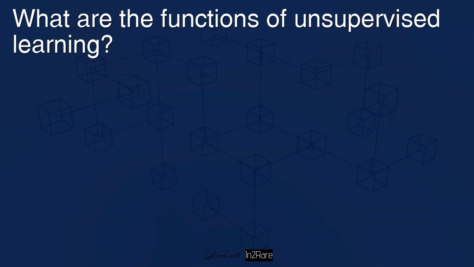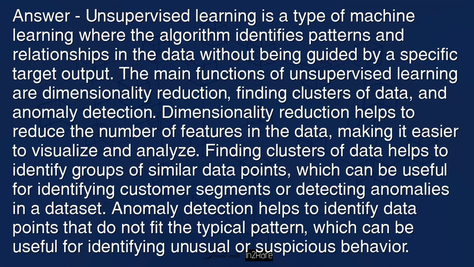What are the functions of unsupervised learning? Answer. Unsupervised learning is a type of machine learning where the algorithm identifies patterns and relationships in the data without being guided by a specific target output. The main functions of unsupervised learning are dimensionality reduction, finding clusters of data, and anomaly detection.